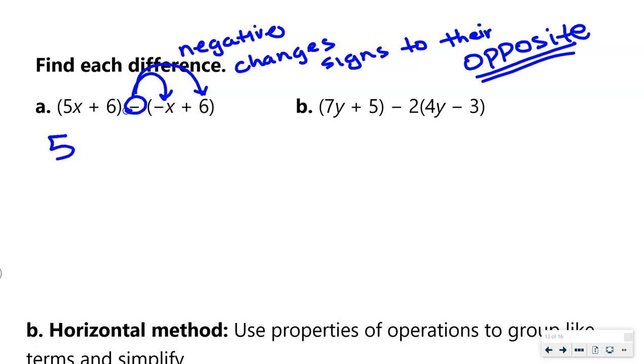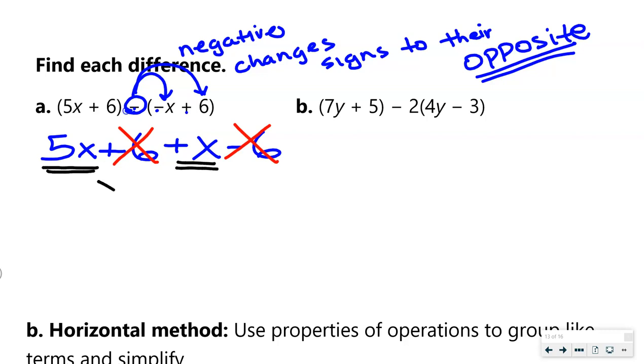So if we rewrite this equation, 5x plus 6 plus x, right? So that negative 1 times that negative 1x makes it a positive, and that negative times a positive makes this a negative 6. I see right now that some things cancel out. Negative 6 plus 6 cancel out, and then we have our 5x plus x equals 6x.